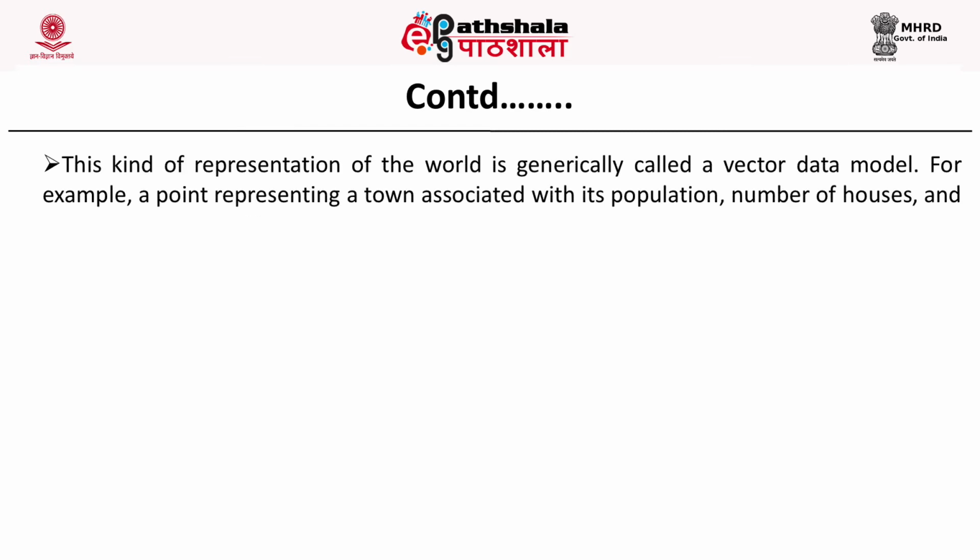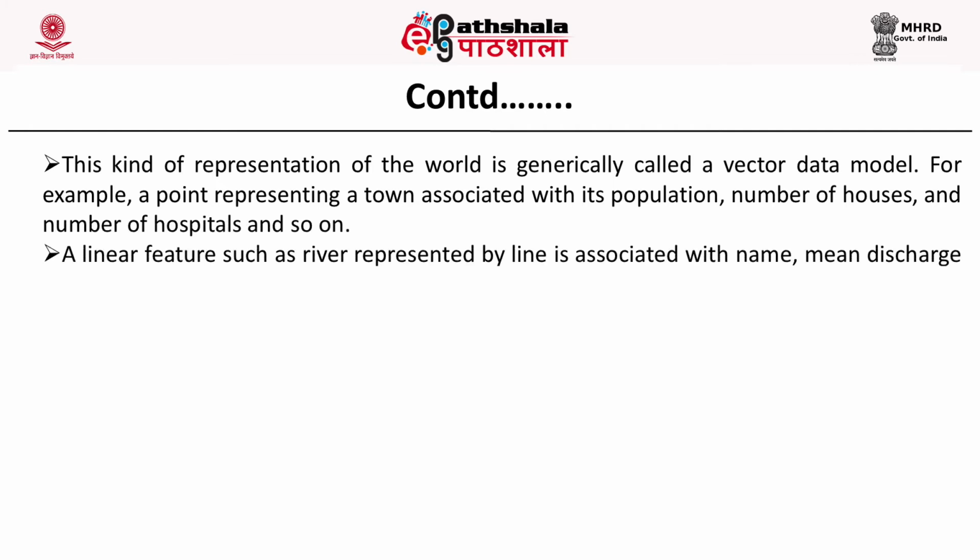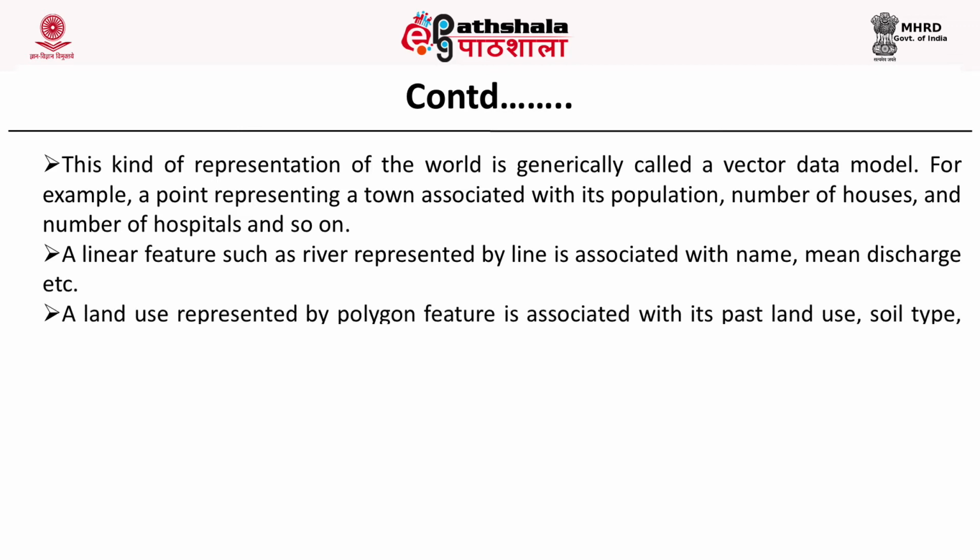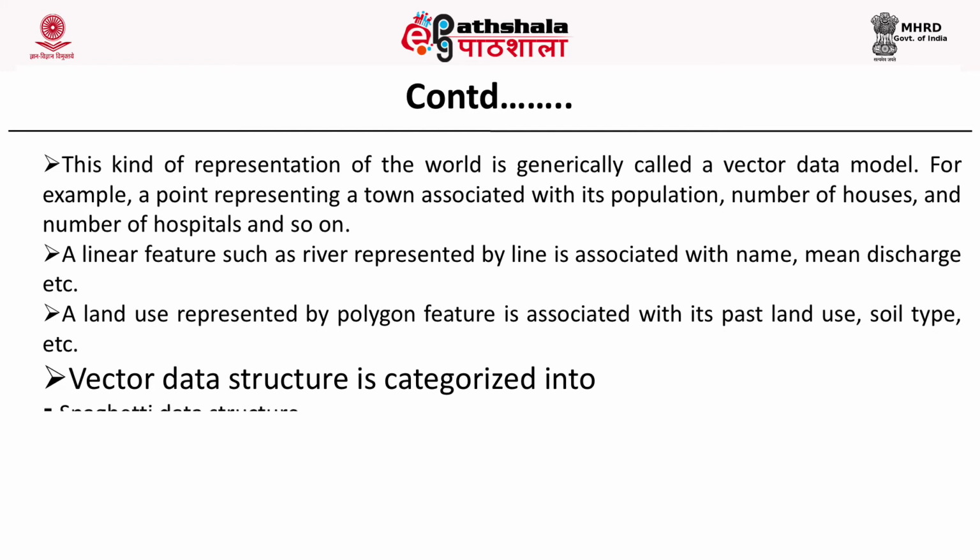For example, a point representing a town is associated with its population, the number of houses, and the number of hospitals, and so on. A linear feature such as a river represented by a line is associated with name, mean discharge, and so on. A land use represented by polygon features is associated with its past land use, soil type, soil moisture, etc. The vector data structure is categorized into spaghetti data structure and topological data structure.